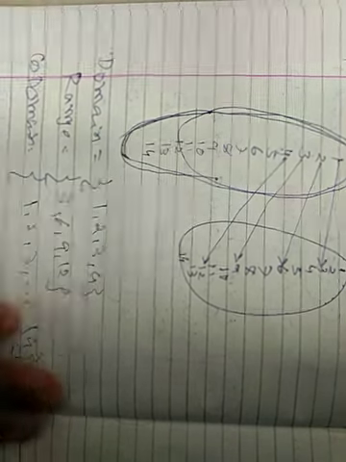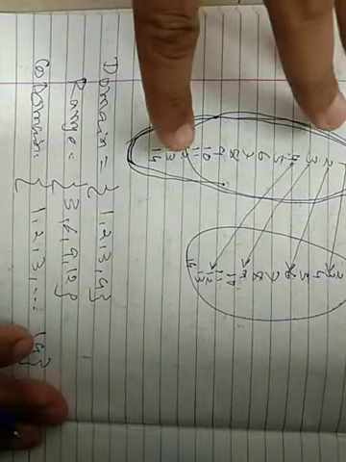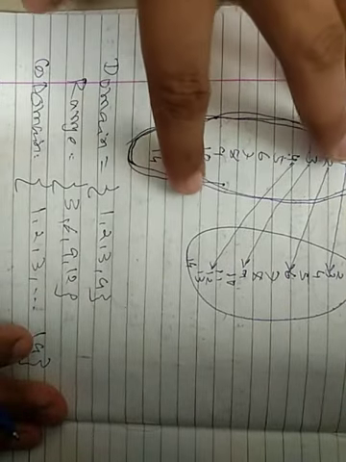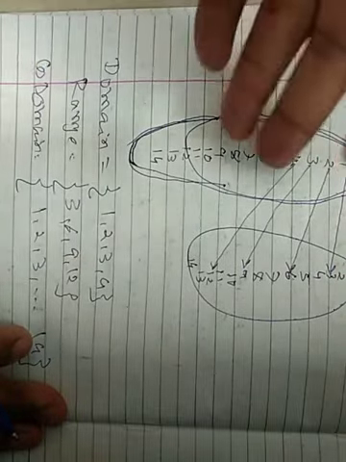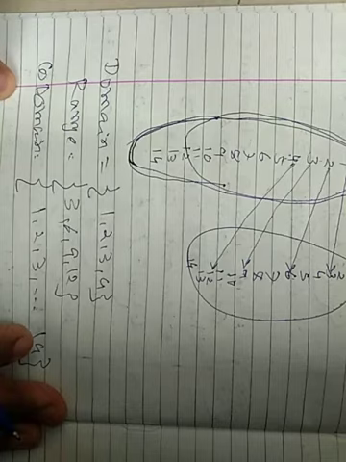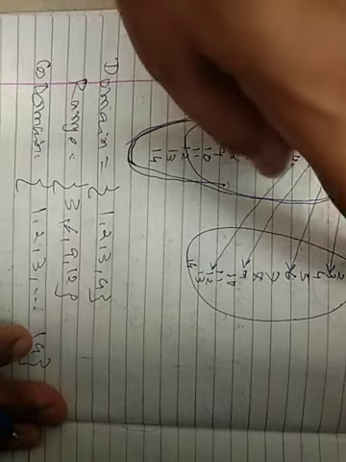Okay, associated members are called the domain. These all are associated members. And codomain means associated and non-associated, all members come. And range means associated members from the second set.